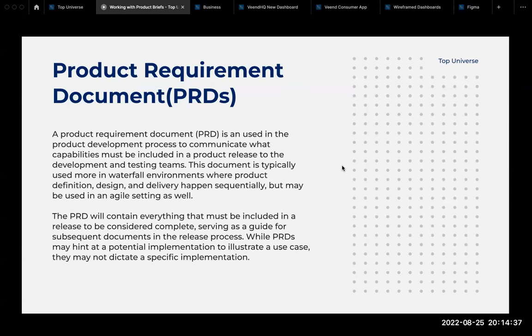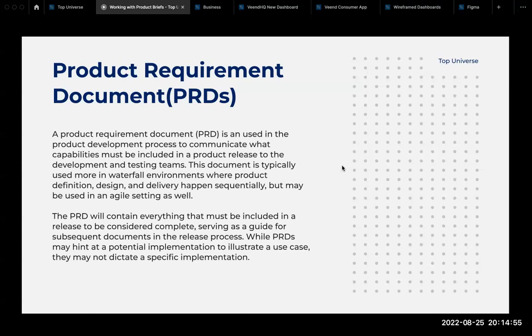Your product is not really limited to a mobile app. It can be a web app, it can be a website as well. So a PRD is basically a document that tells us this is how this product should work.